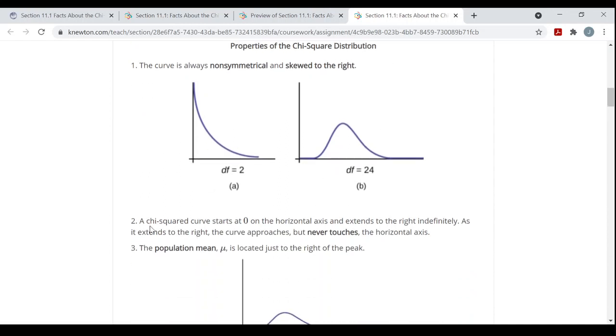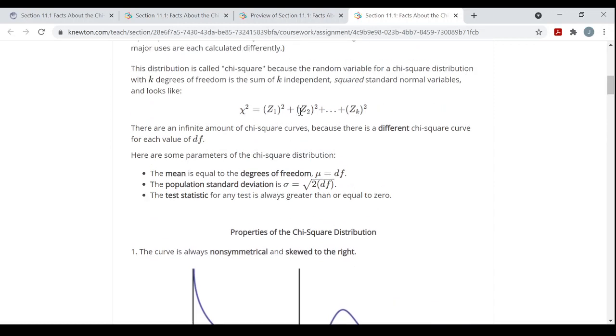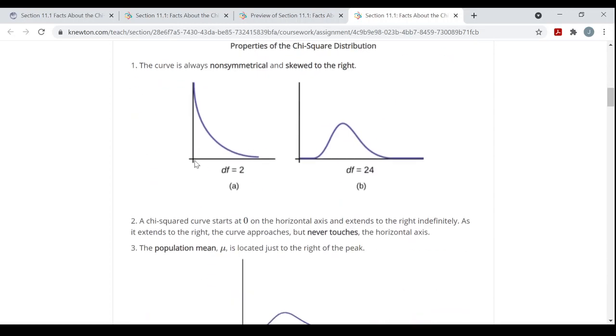Another property: a chi-squared curve starts at 0, as I mentioned. No negative values, since it's a sum of squares of standard normals. It starts at 0 on the horizontal axis and extends to the right indefinitely. As it extends to the right, the curve approaches but never touches the horizontal axis. Again, long right tails, skewed right.